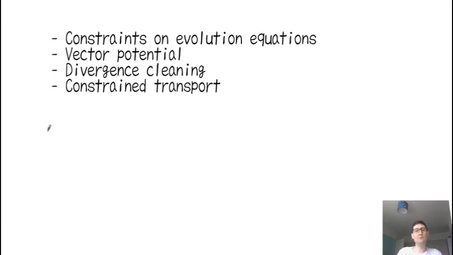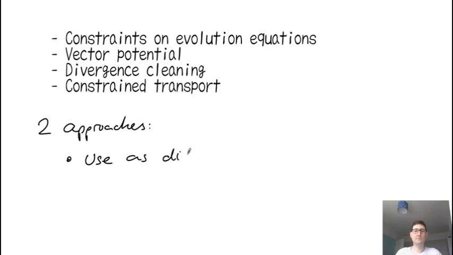In general there are two approaches to these kinds of constraints. The first is not to do anything special, and treat it instead as a diagnostic. So what you're doing is measuring this constraint and using it as a test for how good the solution is.